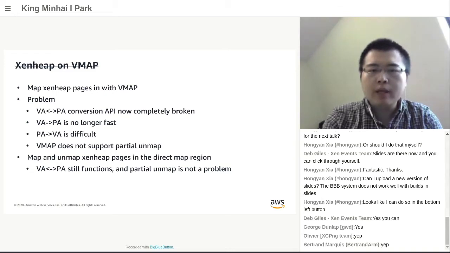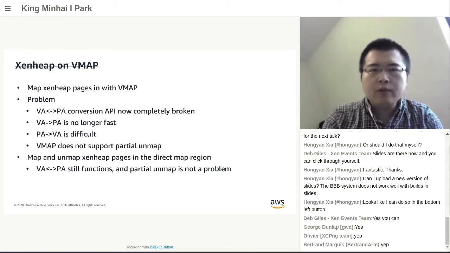The significant problem is that now the virtual address to physical address, or vice versa, conversion API is completely broken. Even if we try to make it work, for VA to PA conversion we have to walk the page tables. It's no longer fast. And PA to VA is very difficult. We can probably try to add a new field in the page frame table, the page info structure, or see if there are any fields in the union we could reuse. But it's definitely not going to be trivial.